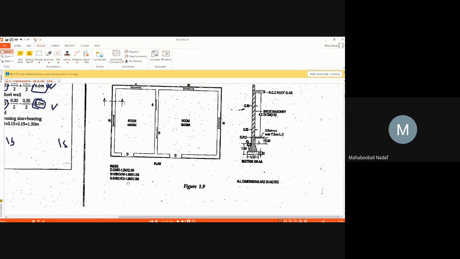Similarly for shelf also. If any lintel is there above the shelf, same thing. How many shelves? 1, 2. 1 second.